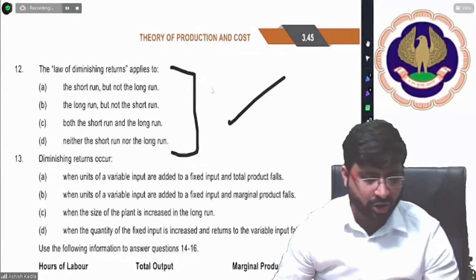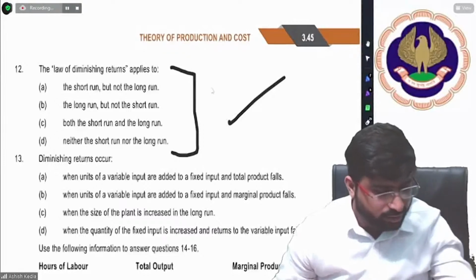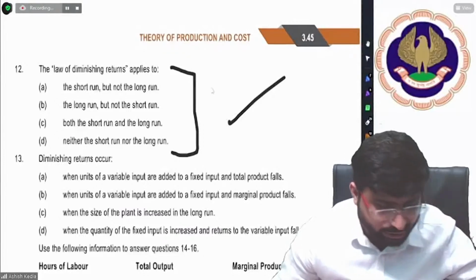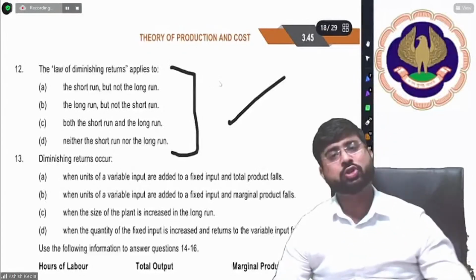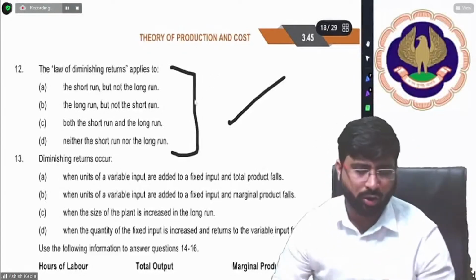Option A, in the short run. Next option, in the long run, not in the short run. Short run, not the long run. Both short and long, neither short nor long.